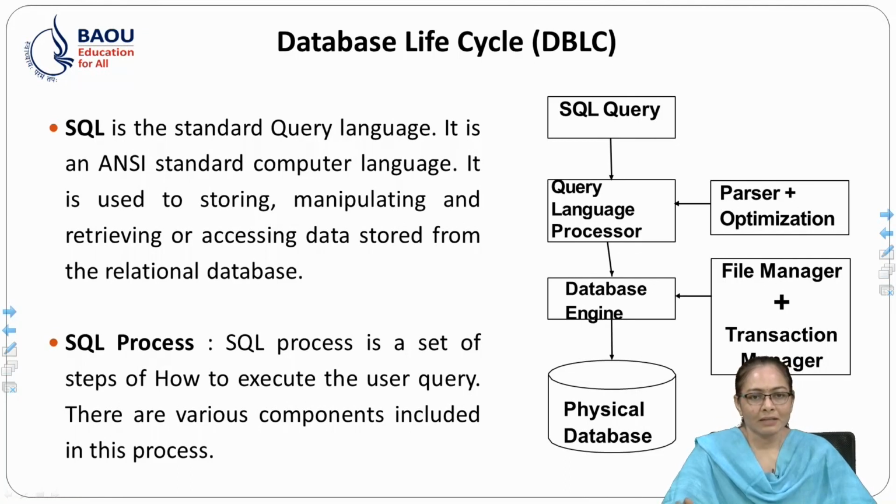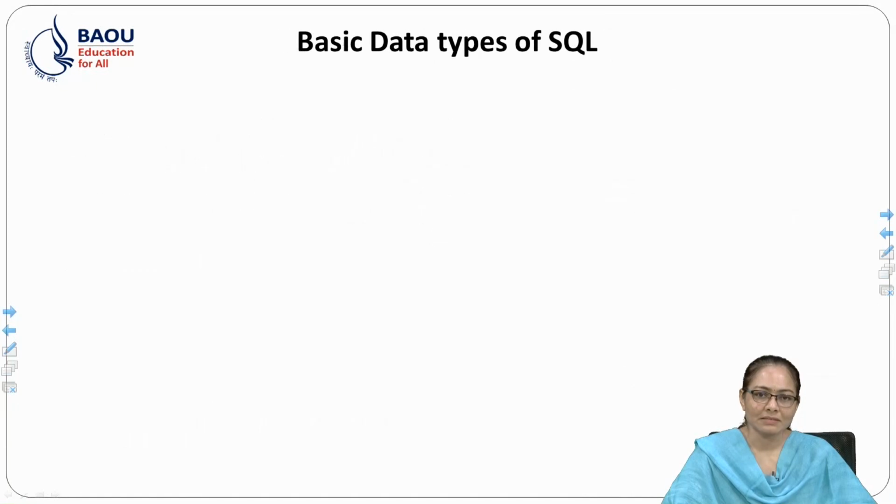Now, these are the processes of the database life cycle: how the queries enter into the system and are executed by the query language processor, how the parser translates the query into the internal form, and how the query optimizer selects the best query evaluation plan and executes the query. Finally, the database engine gives the result and stores the data into the physical database. Now the next one is the basic data types of SQL.